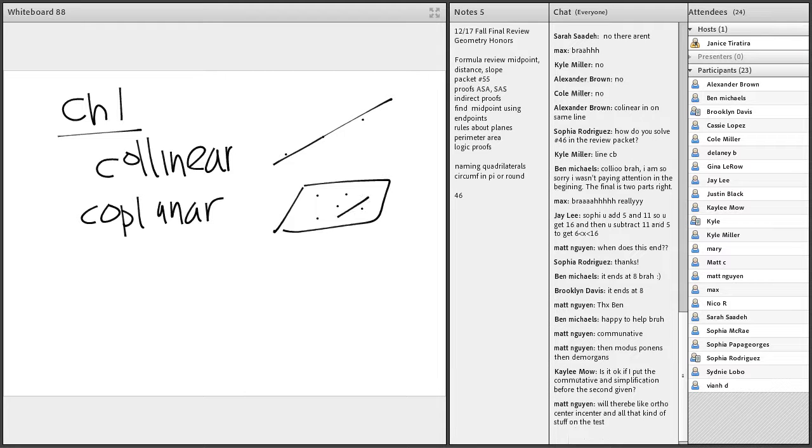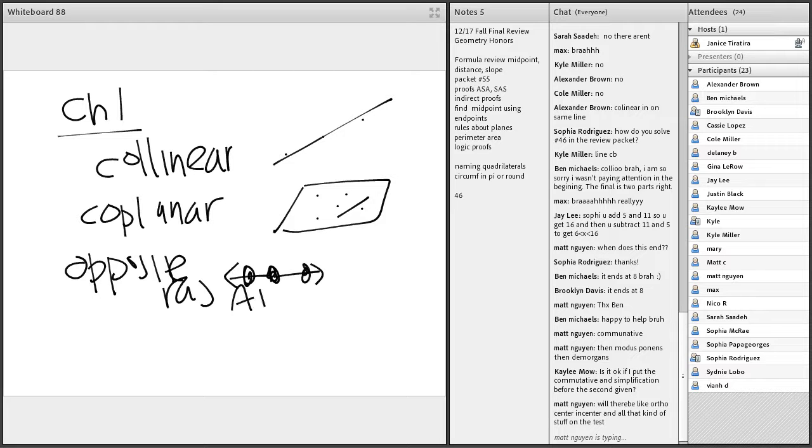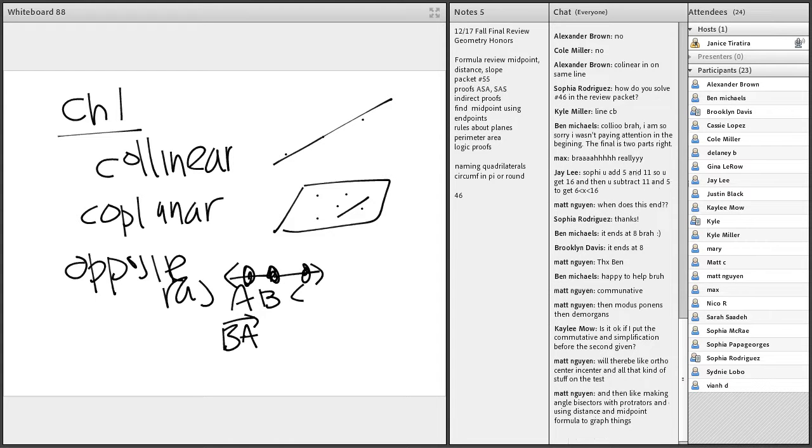It could include lines too. Then there's the intersection, opposite rays. So opposite ray is here and here. So A, B, C. So B, A and B, C. They have to start with the same letter.